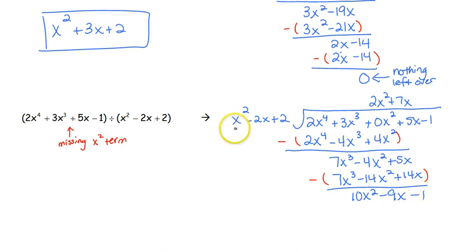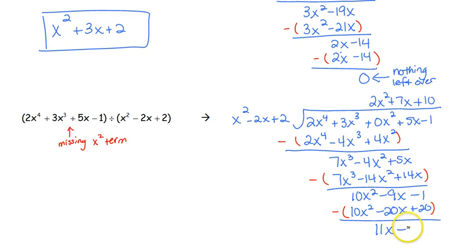So we've got x squared. What do we have to multiply x squared by to get 10x squared? That is 10. So that gives us 10x squared. 10 times negative 2x is a negative 20x. 10 times 2 is a positive 20. And again, we are going to subtract that quantity. So we've got 10 minus 10 canceled. Negative 9 and a positive 20 is an 11x. A negative 1 and a negative 20 is a negative 21. Now this is your remainder. We don't have anything left to bring down. We already brought down the negative 1. There's nothing left, which means that's going to be the remainder.